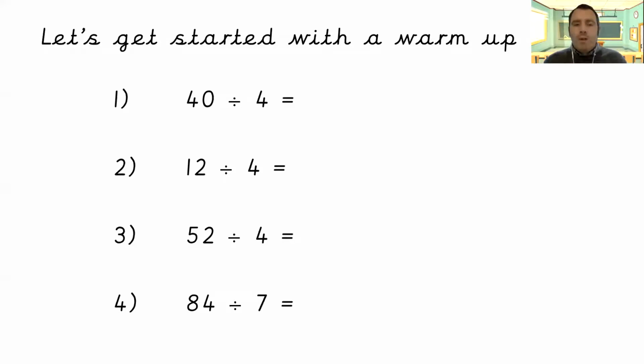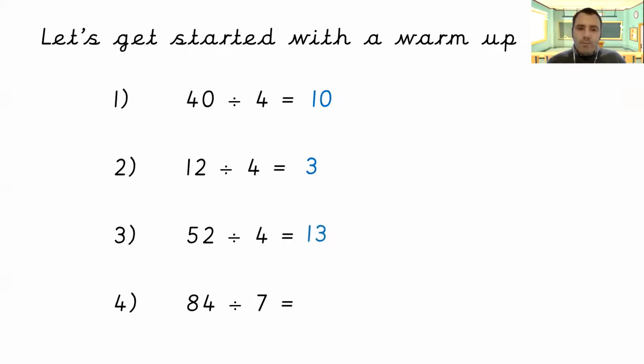Number 1, 40 divided by 4. We can do this quite easily. We know our 10 times table, and we know that 4 tens makes 40. Nice and simple, that one. Number 2, 12, another nice friendly number there. We know that 4 threes make 12, so it's going to be 3. So for these first two, we can use our times table knowledge.